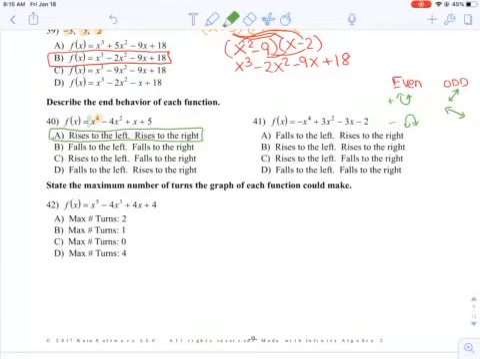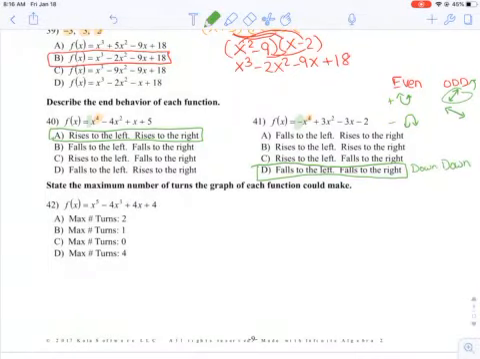This one is even, the highest exponent, and then it has a negative in the front. So it's going to be even, so that means it's like a parabola. And then it's going to be negative in front, so that means down, down. So it's going to be falls to the left. Is it falls to the left and rises to the right? No, that would be like this, which is odd. So it's going to be falls to the left, falls to the right. Falls to the left, falls to the right is the same as down, down.